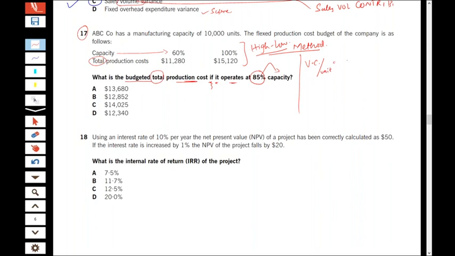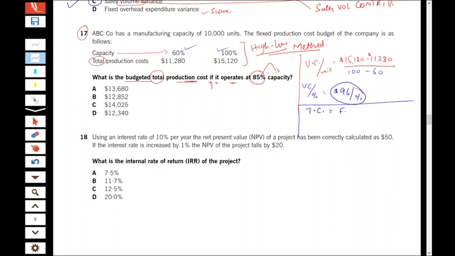You take the difference of 15120 minus 11280, divided by 100 minus 60, and that is $96 per percentage, the variable cost per percentage. Then you need to calculate the total fixed cost. There's a very simple trick: total cost is equal to fixed cost plus variable cost multiplied by activity. Select any of the activities; I always select the lowest one. You can select the highest one as well. No problem at all, you will receive exactly the same answer.